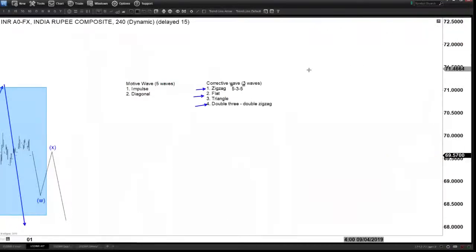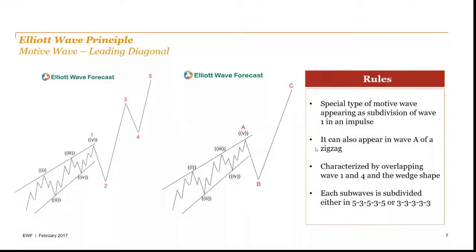Now the subdivision of the A can be an impulse. Remember, in an impulse there is no overlapping of waves 1 and 4, the strongest is usually wave 3, and it's not converging, not like a wedge. That's an impulse. Or wave A can also be a diagonal. If it is a diagonal, then it will have an overlap of waves 1 and 4, and look like a wedge. Now again, when you see an overlap, don't say, why is it overlapping, you're violating the rule. Don't say that yet. You need to understand where it is happening. If it happens within wave A or wave 1, then you know, okay, it's a diagonal.